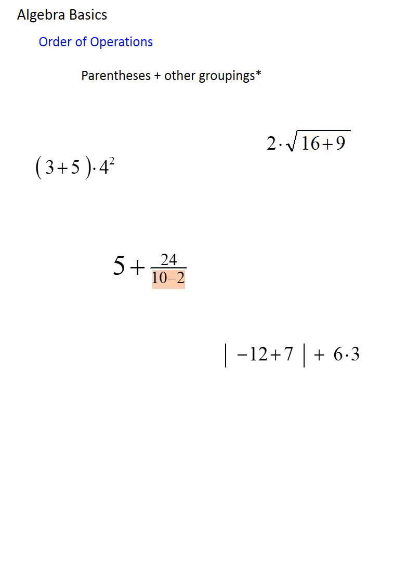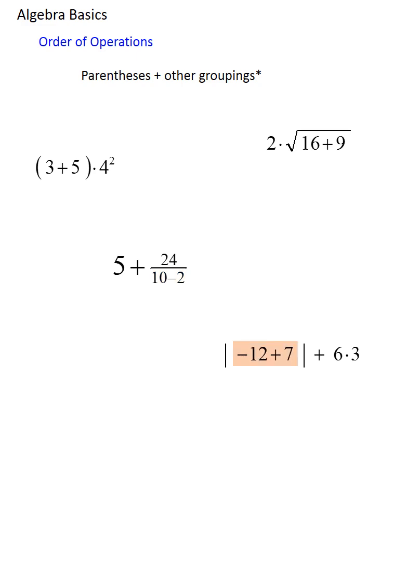In this problem here, I would do the 10 minus 2 first. Again, not because subtraction always comes first, but because there's an understanding that if you have a numerator or denominator, in this case the denominator of a fraction, that is intended to be done before anything else in the problem. So I would do the 10 minus 2 as my first step on this problem.